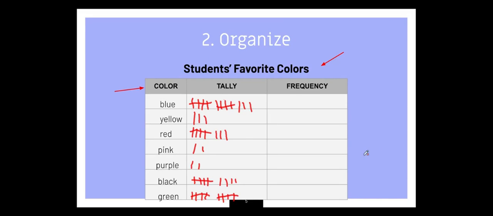Oops, I missed one. Here's still another one. Red, you got one more. All right. And so here what we see is, oh, I'm sorry, I missed one more. Pink, you have a third tally. There we go. Now we're all up to date. So what we're going to do now is we're going to go ahead and count up our tallies and we're going to put in our numbers.